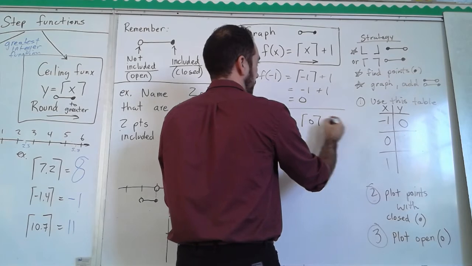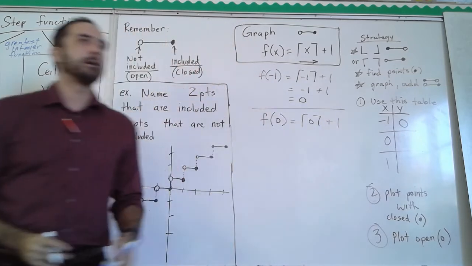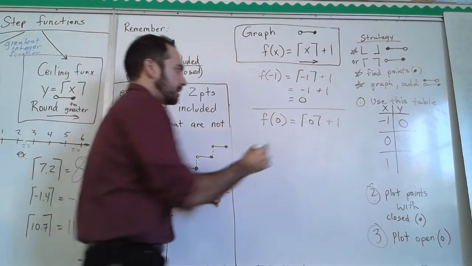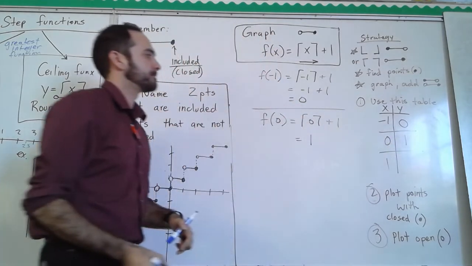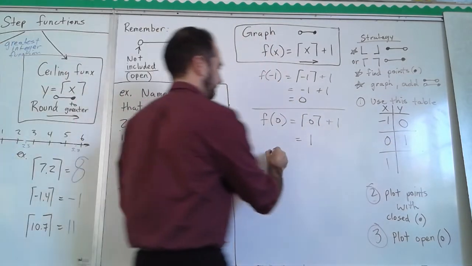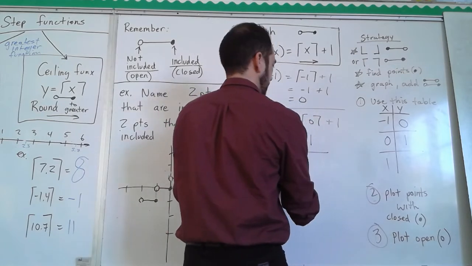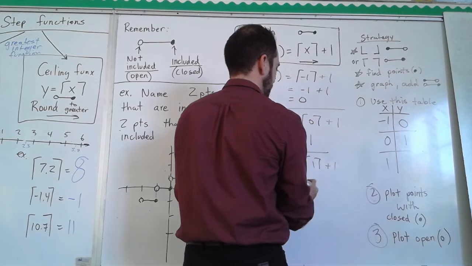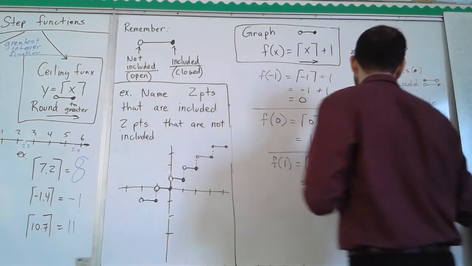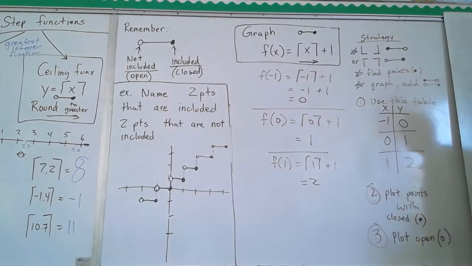We have 0 plus 1. 0 we cannot round either, so we're going to go ahead and make that 1. Our last, f of 1, we get 1 plus 1, and that's 2. So we lucked out here because everything is a whole number. The ceiling function didn't really have us round any value in particular.